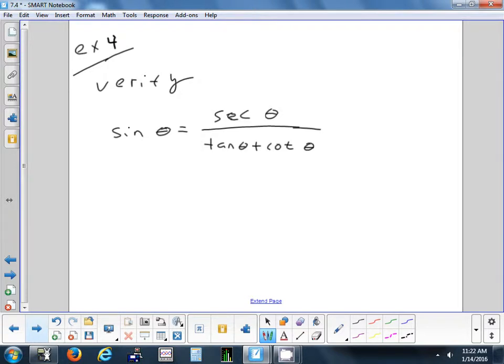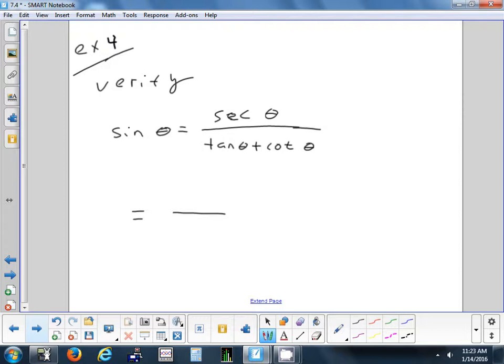Okay, verify. Well, I would definitely start with the side that looks more complicated, which is which side? Right, the right. So we'll just keep working with the right side using all the tricks we know so far, and eventually we should get sine as the answer. Any thoughts here? Changing to sines and cosines. Okay, let's change everything to sines and cosines.